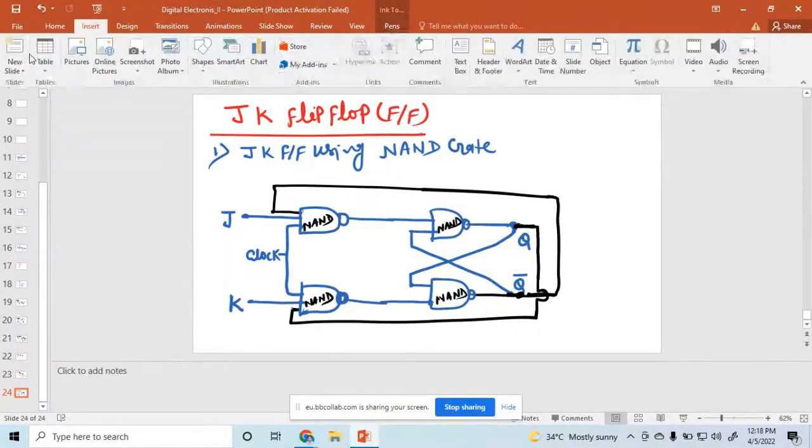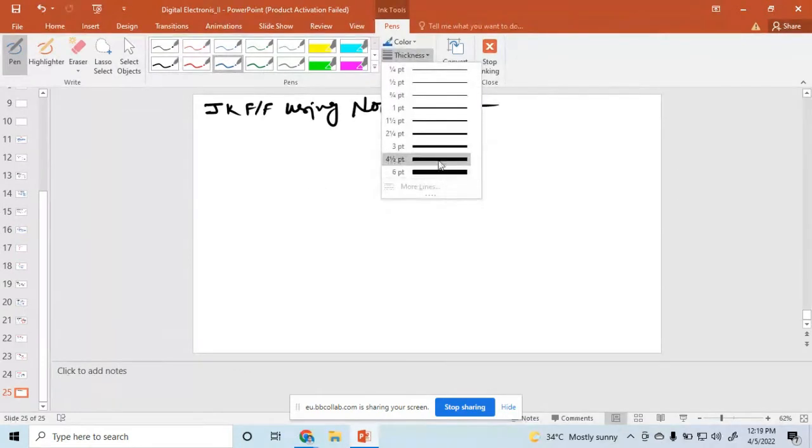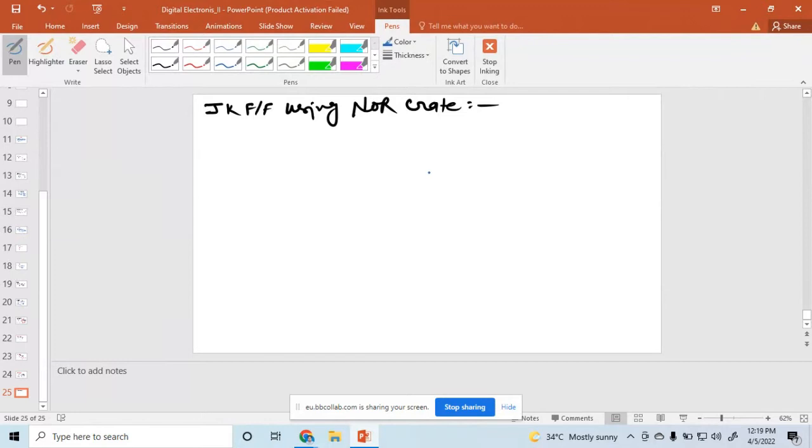Similarly, if you want to design a JK flip flop using a NOR gate, so how to design a JK flip flop using NOR gate? So here one NOR gate, here one NOR gate, one input, another input is here connected to final output.